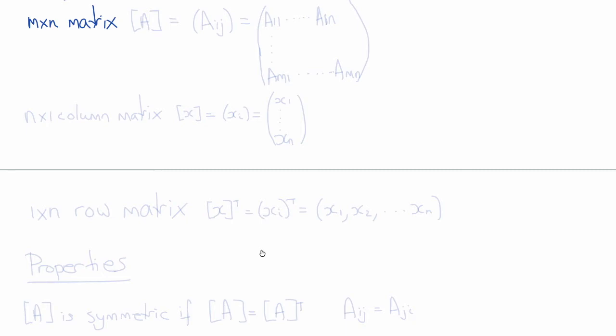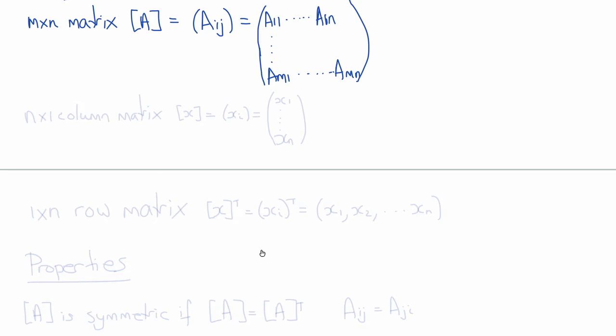So now let's review some matrix notations that you're familiar with already. So the matrix A would have components Aij, where i refers to the row. So this matrix would go from A11 to A1n in row 1 through to Am1 to Amn in row m. So it has m rows and n columns.